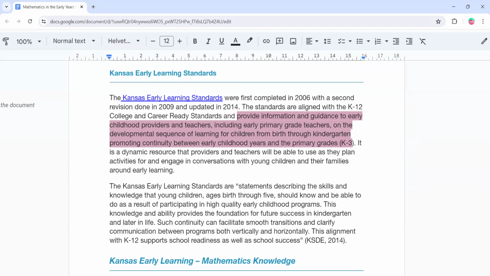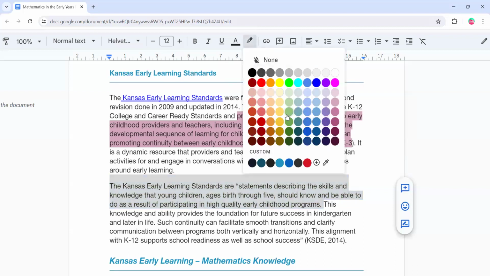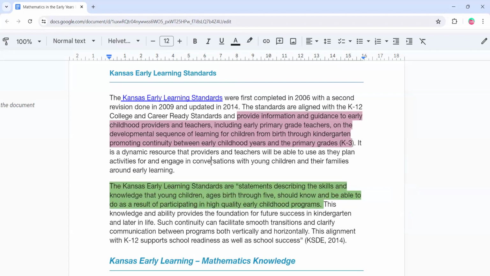The Kansas Early Learning Standards are statements describing the skills and knowledge that young children aged from birth through 5 should know and be able to do as a result of participating in high quality early childhood programs. So they have given a definition of what the Kansas Early Learning Standards are: statements describing skills and knowledge that young children from birth to 5 years should know and be able to do as a result of participating in high quality early childhood programs.